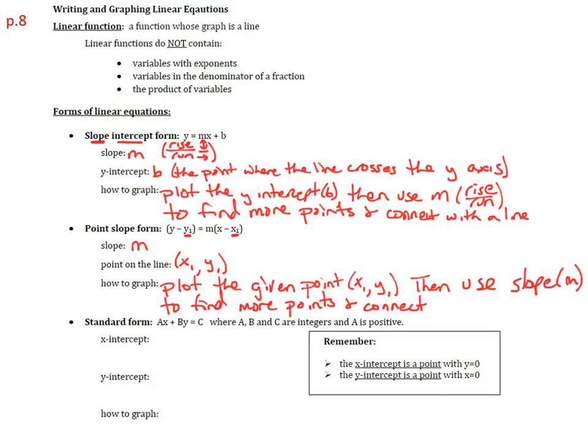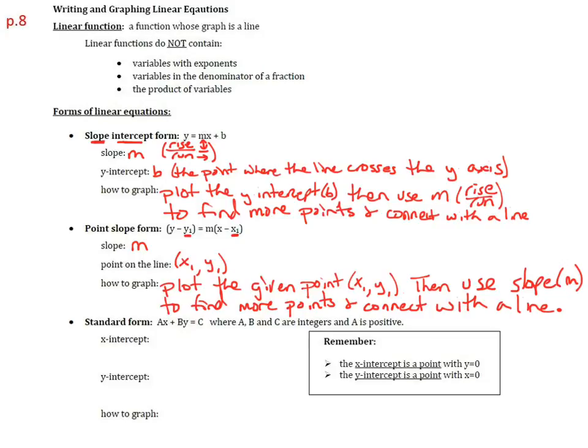So very similar, just a different form giving us that point to plot first, use our slope to find more points, and then just connect them with a line. So if you see y plus or minus a number and then it's equal to something times x minus or plus another number, that's your hint that you're in point-slope form.